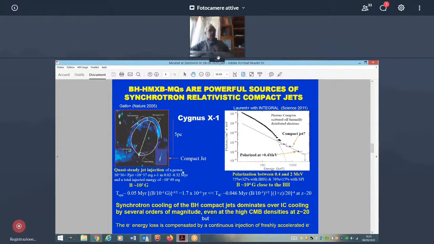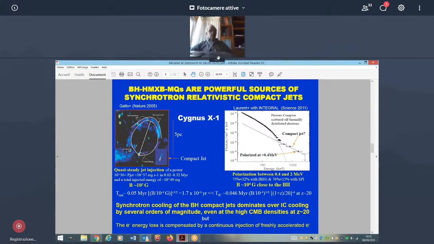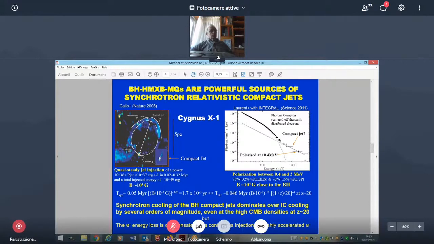Now, these jets, the synchrotron cooling of these jets dominates over the inverse Compton cooling of the cosmic microwave background, even at redshifts of 10-20. So once these jets are produced, the radio emission produced by these jets will go away and will not be stopped, and the whole universe will be transparent to this radio emission.